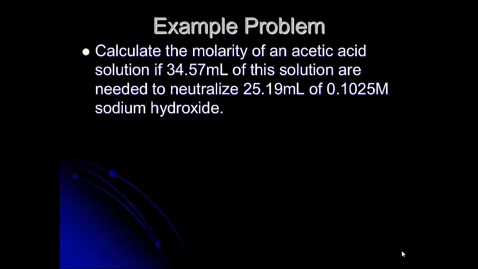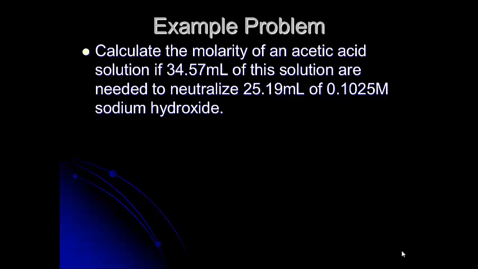In this problem, it says to calculate the molarity of an acetic acid solution if 34.57 milliliters of this solution are needed to neutralize 25.19 milliliters of 0.1025 molar sodium hydroxide. So if we call the molarity that we're trying to calculate M1, then that 34.57 will be V1, because you can see that 34.57 milliliters of this solution, we're talking about the acetic acid solution. So remember to pick those problems apart pretty carefully. And then 25.19 milliliters would be V2, and 0.1025 molar would be M2.